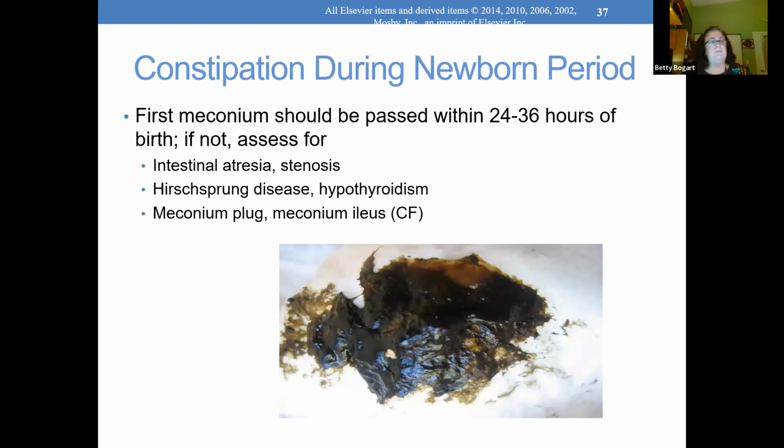Now, we've been talking about constipation for a couple weeks. What are things that we would see if an infant newborn is not having a stool within the first day, day and a half of life? Well, we've talked about hypothyroidism already. We've talked about cystic fibrosis already. Well, Hirschsprung's is going to be the next one we're going to talk about. And if there's any narrowing or non-opening, of course, that's going to cause some sort of problems with constipation.